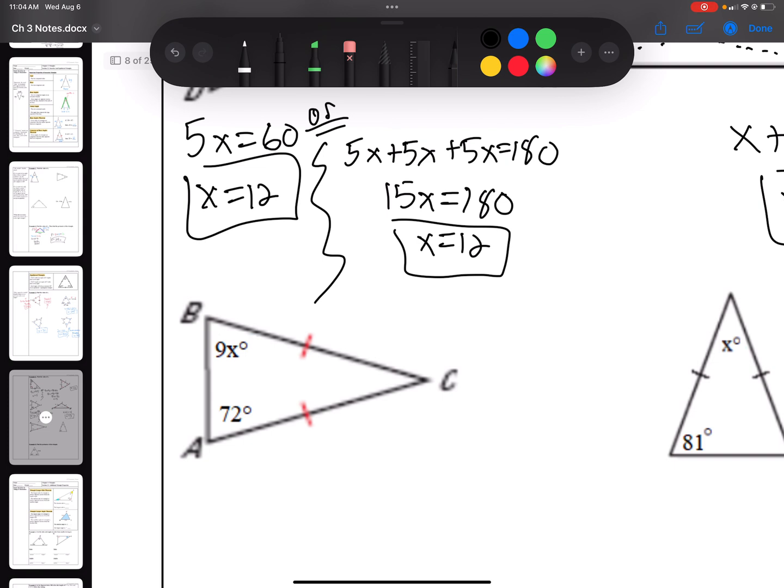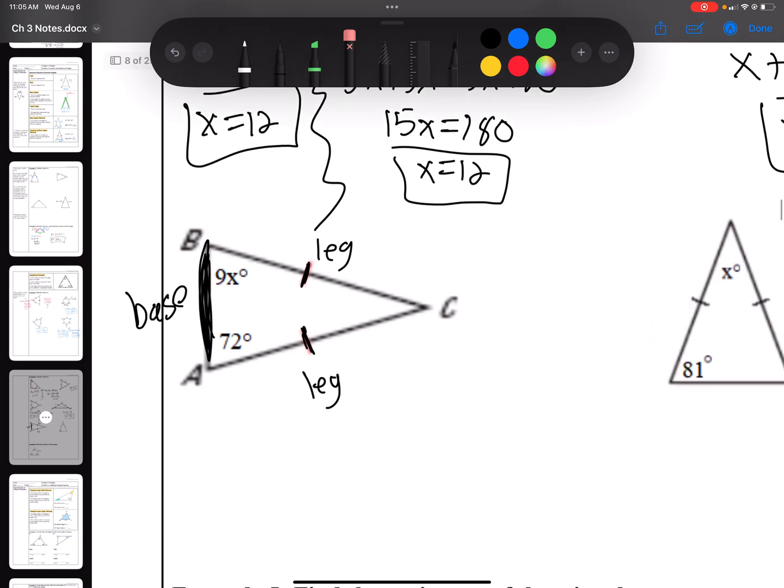Next, I've got two equal sides. This is isosceles. That means these are the legs. And this over here is the base. Now, I'm not going to involve 180 here. Why? Because I don't know the vertex angle. Where I just put that little arrow there, I don't know that angle. So I don't want to involve 180.